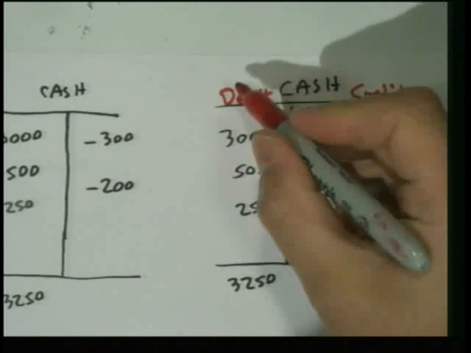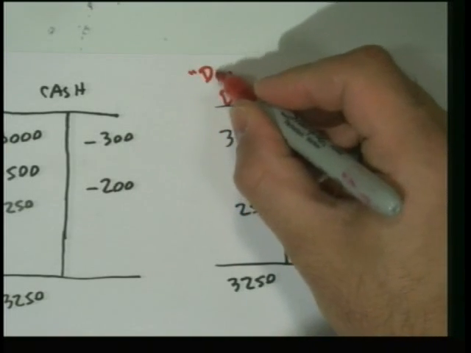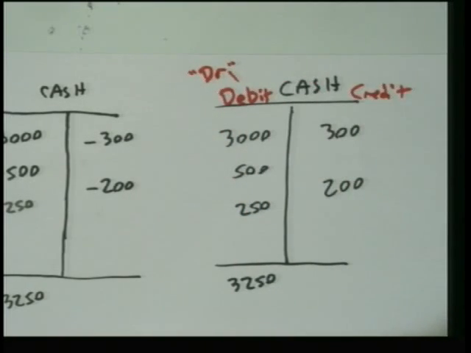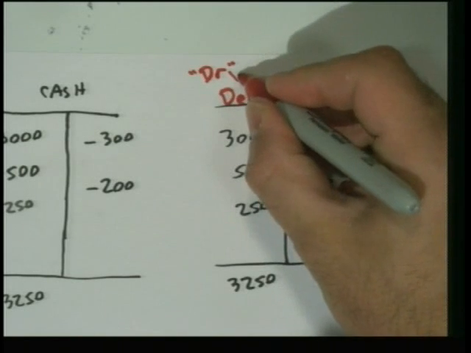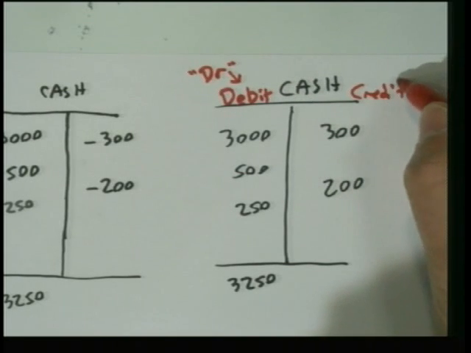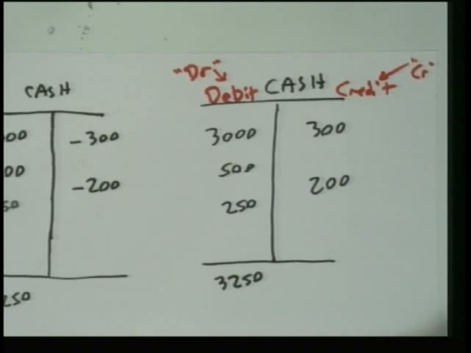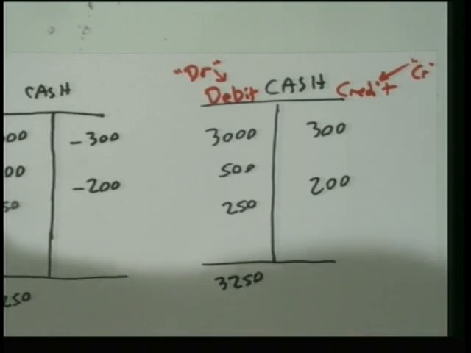And we abbreviate debit with DR. And don't ask me why. I know it doesn't have an R in it. But the way we abbreviate debit is with DR. The way we abbreviate credit is with CR. Okay? You with me? Let's take a look at this one more time.